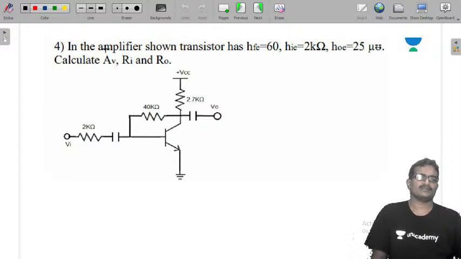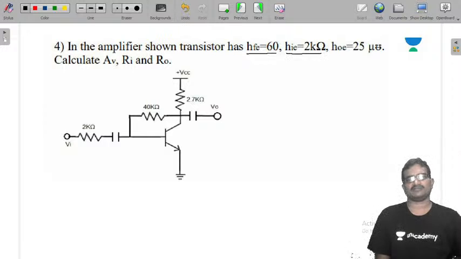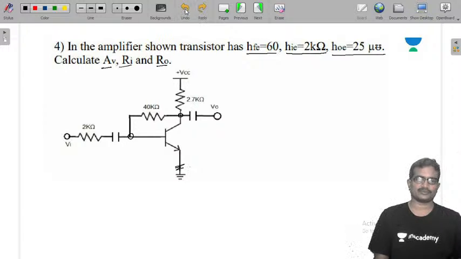Next, see this. In the amplifier shown, the transistor has H of E equals 60, HIE equals 2K, HOE is 25 micromho. Calculate AV, RI and R naught. You observe one thing here: a 40 kilo ohm resistor is there. It is a feedback resistor between input and output, and it is a common emitter amplifier. First I am going to convert this into an equivalent circuit.